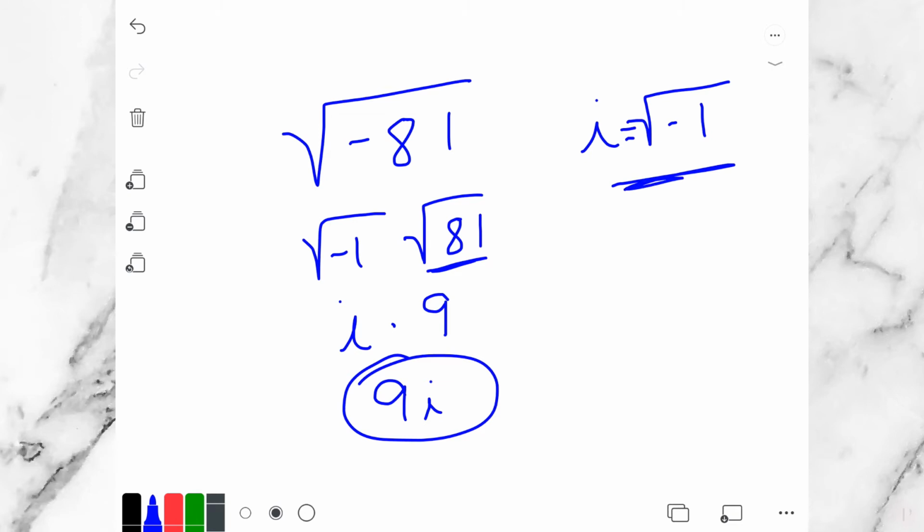Everybody's getting this. I'm sure everybody's got that written down now. Let's try another. Let's try square root of negative 20.